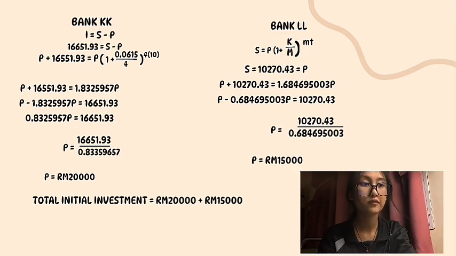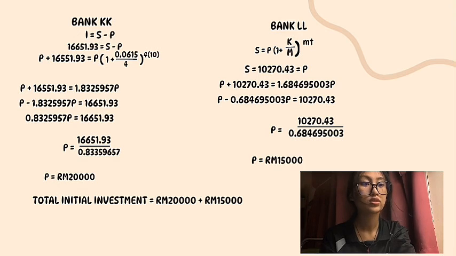Next, we do the same for Bank LL. We are again given the interest after 10 years and use the same formula, this time with a different rate and with compounding occurring 4 times a year. After inputting all the values and simplifying the equation, we solve for the principal. The answer shows that the amount initially invested in Bank LL is 15,000.